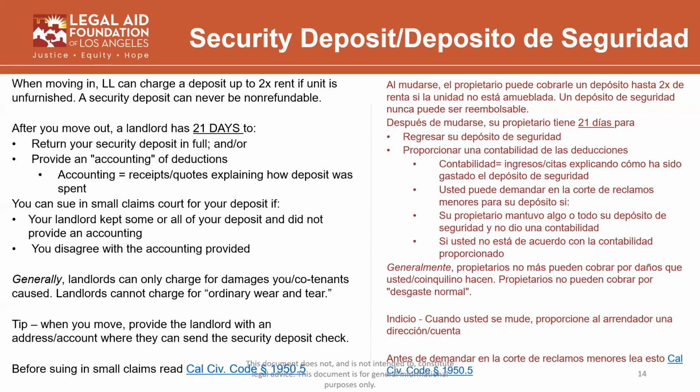The larger issue for security deposits tends to arise after a tenant moves out. So state law sets out a process for how a landlord is supposed to return a tenant's security deposit. It's all outlined under California Civil Code section 1950.5. The law states that after a tenant moves out, the landlord has 21 days to either return the tenant's security deposit in full, or if the landlord wants to keep some or all of the tenant's security deposit, the landlord needs to provide an accounting explaining the reason for the deductions from the deposit and also include receipts or quotes showing how much it costs to make the repairs the landlord is claiming were necessary.